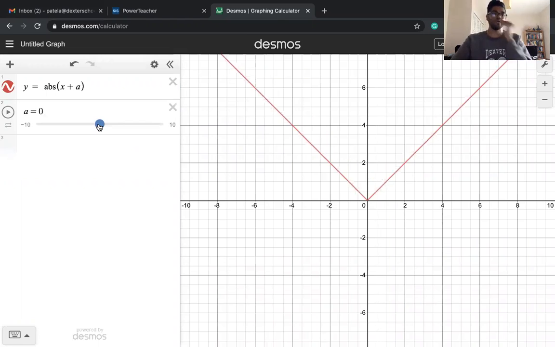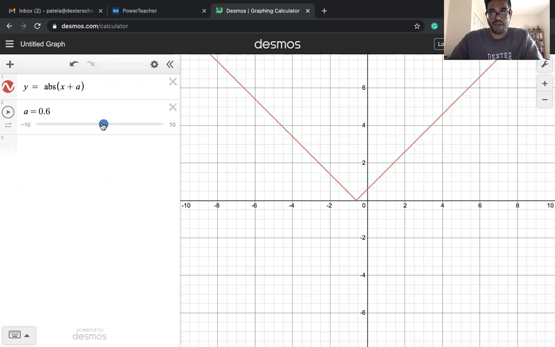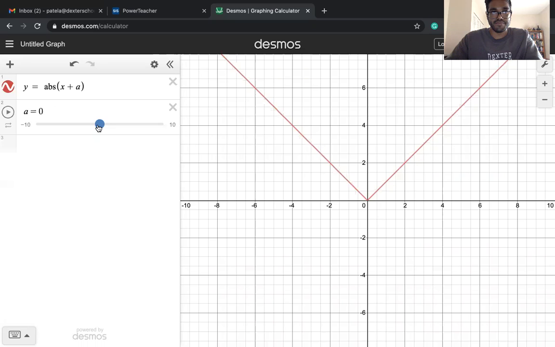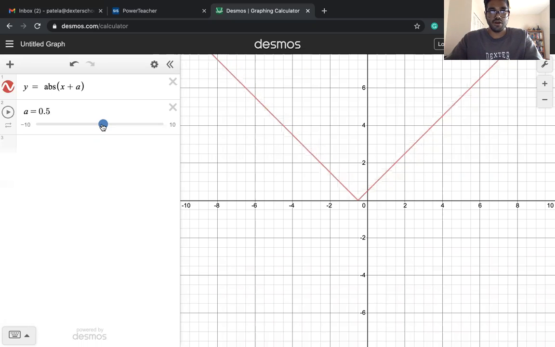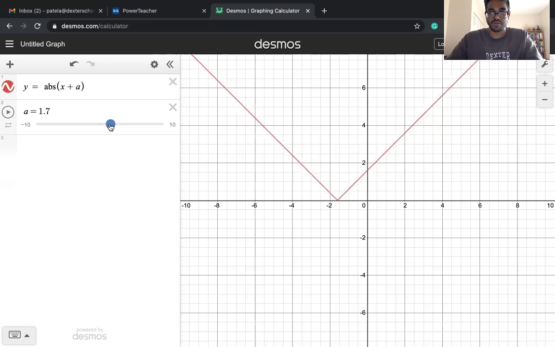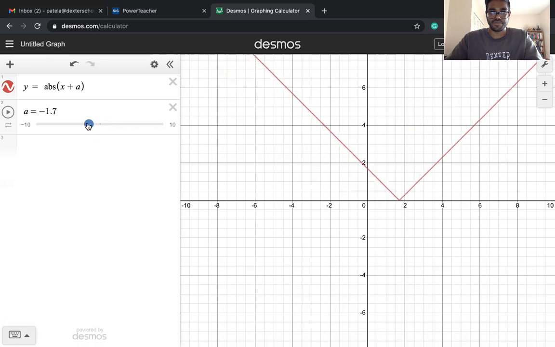Now, when you have a plus a number, look what happens to the graph. If I make this positive, our graph is shifting to the left. Can everyone see that? So again, here's 0. This is our parent function. As I go to positive numbers, we're shifting to the left. And now if I go to negative numbers, we end up shifting to the right.